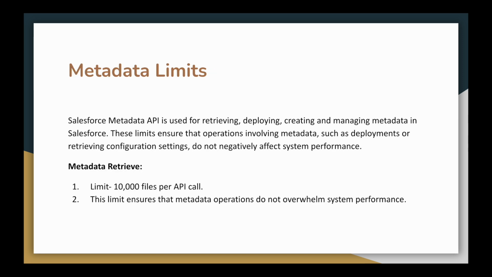So let's move on. Now we will talk about metadata limits. Salesforce Metadata API is used for retrieving, deploying, creating and managing metadata in Salesforce. These limits ensure that operations involving metadata, such as deployments or retrieving configuration settings, do not negatively affect system performance. If we talk about the limit of metadata retrieve, it can retrieve 10,000 files per API call, and this limit ensures that metadata operations do not overwhelm the system performance.